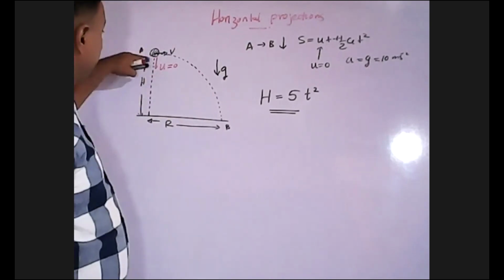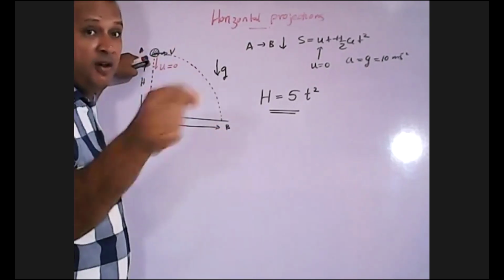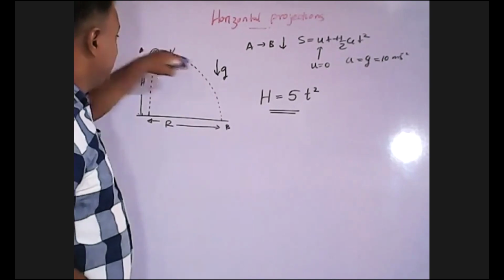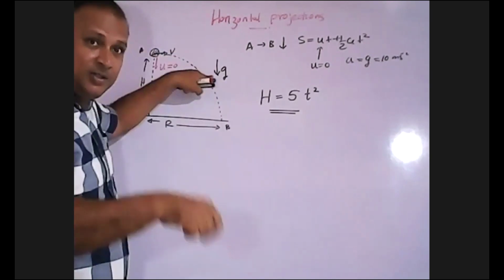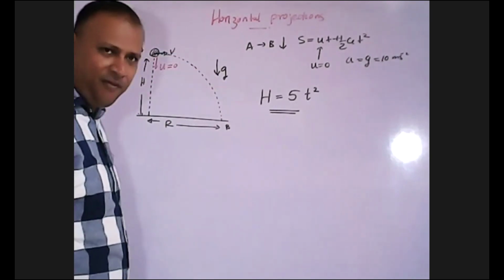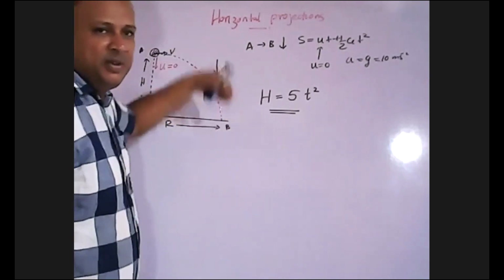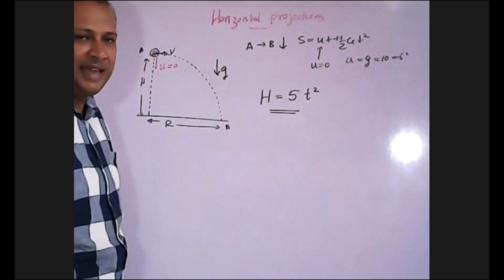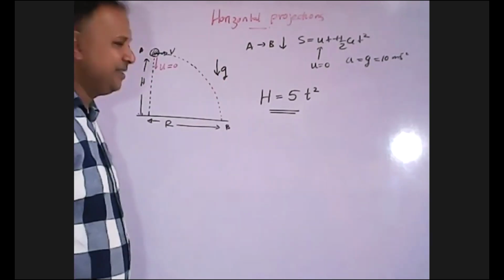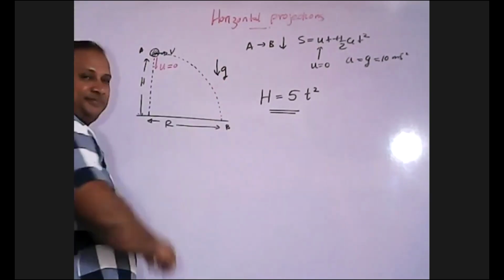But initial vertical velocity is 0. There is an acceleration towards the downward direction. Therefore, its downward velocity will be gradually increased. ඒක නිසා තමයි මෙයාගේ මේ හැඩේ.